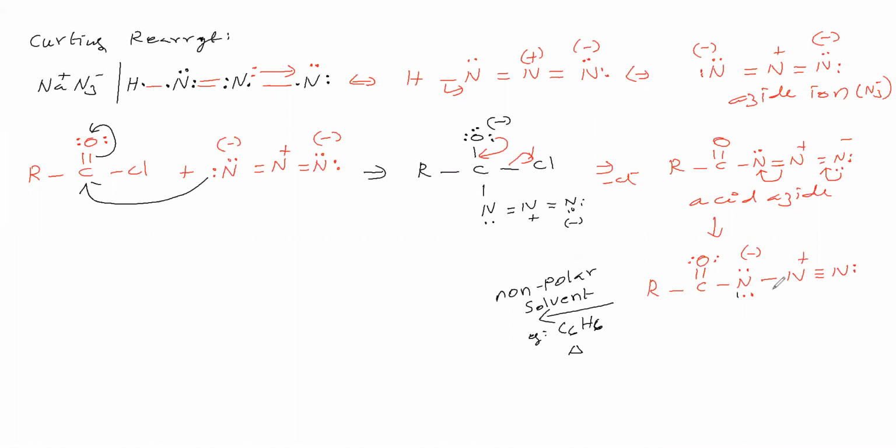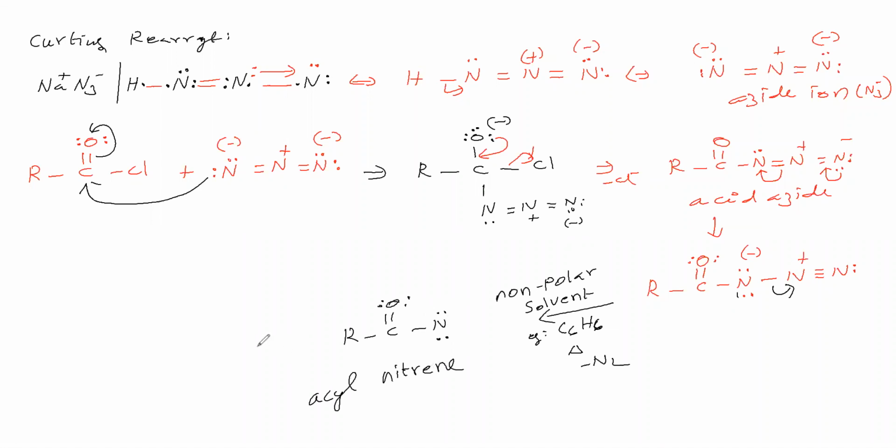Now from here N2 is removed, so we will get RCON. Now this N is having one bond and two lone pairs. Therefore this valence shell is having 6 electrons, so it is called a nitrene. Nitrene intermediate we got. This RCO is called acyl, therefore we are getting an acyl nitrene.